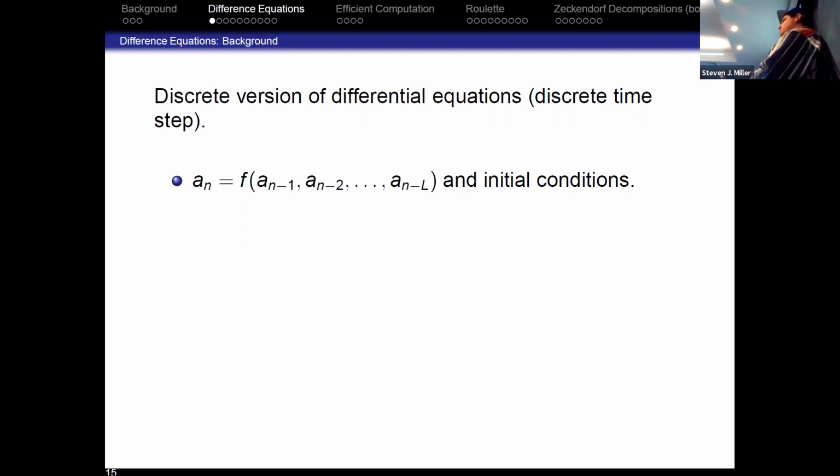Difference equations are discrete versions of differential equations. You have a discrete time step in which things happen. And so we're going to say a_n is going to be a function of the previous L states. So you have finite memory. In a chess game, does it matter how you got to a configuration on the board, or does it just matter what the board is?